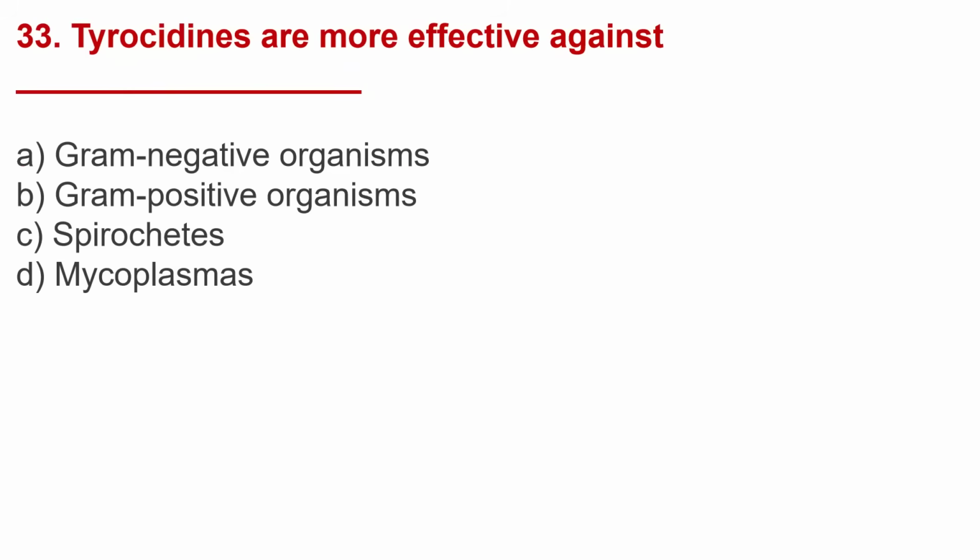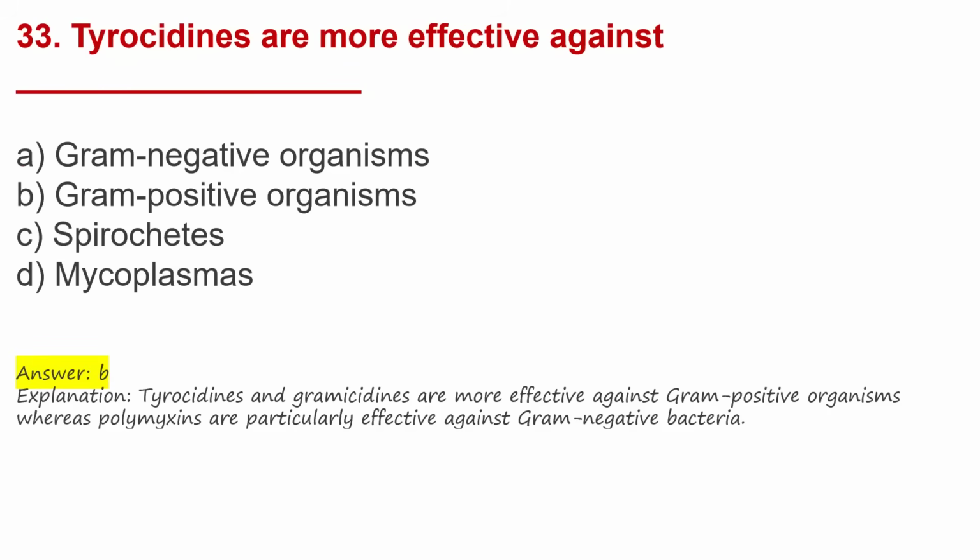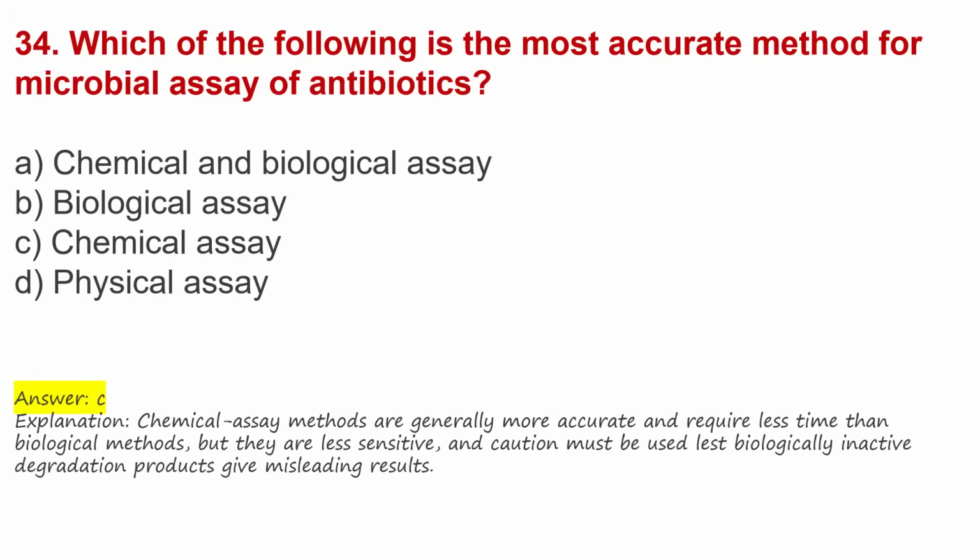Question 33. Tyrocidines are more effective against A. Gram-negative organisms, B. Gram-positive organisms, C. Spirochetes, D. Mycoplasmas. The answer is B. Tyrocidines and gramicidin are more effective against gram-positive organisms, whereas polymyxins are particularly effective against gram-negative bacteria. So these are antibiotics that target different gram-positive and gram-negative bacteria.